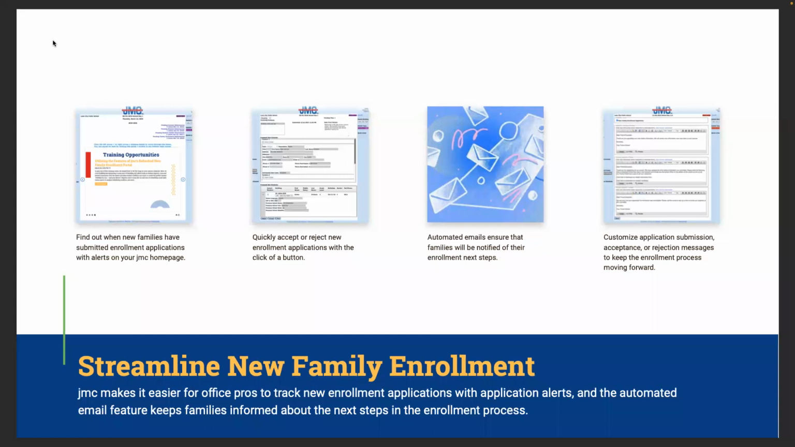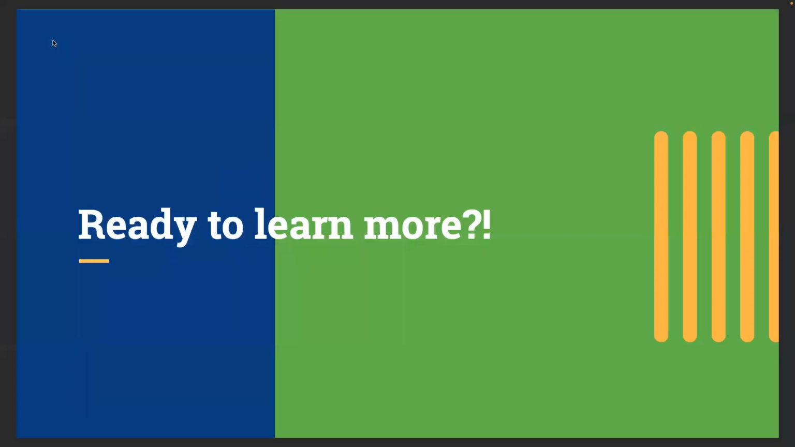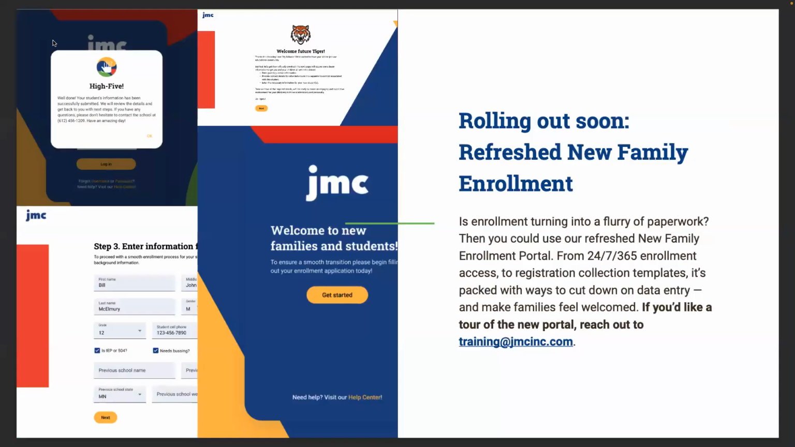So we'll sum up this section by reminding you that JMC makes it easier for Office Pros to track new enrollment applications with application alerts, and the automated email feature keeps families informed about the next steps in the enrollment process. And if you are ready to learn more, we have coming out soon our refreshed new family enrollment portal.